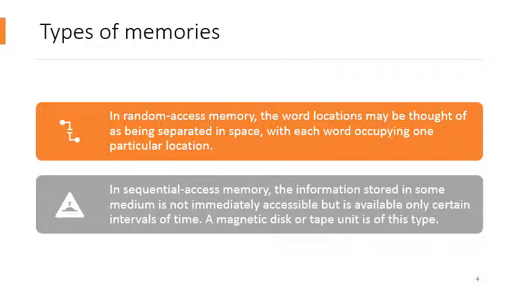Whereas in the sequential access memory, which is also a type of memory, the information is stored in some medium, which can be a disk or a tape, and is not immediately accessible but is available only at certain intervals of time. For example, the magnetic disk or the tape is an example of sequential access memories.